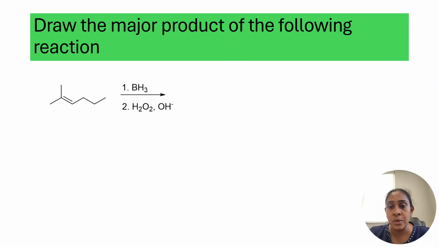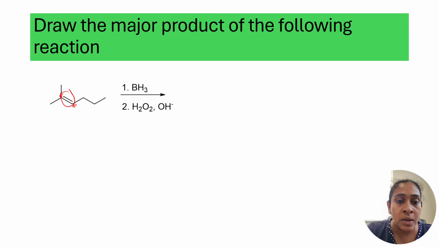Let's try to do some practice questions. Before I explain what is happening here, pause the video and try to predict the product. For this alkene, begin by identifying the less substituted carbon of the double bond. So this is your double bond. Try and identify which double bond carbon is less substituted.